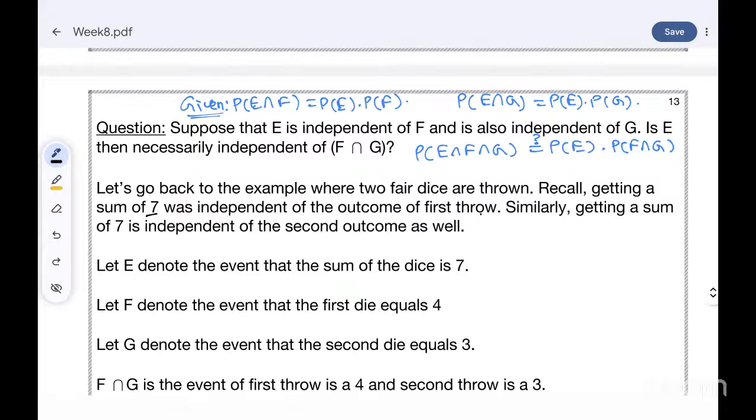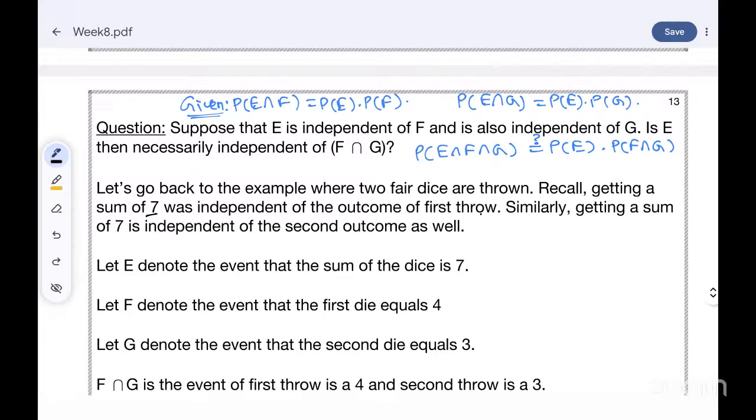That the sum of 7 is independent of the first throw. Now similarly, getting a sum of 7 is independent of the second outcome as well. So the same way, if you consider the second event, you can see that the same logic will work, and this is also independent. So it is independent of the first outcome and the second outcome as well.